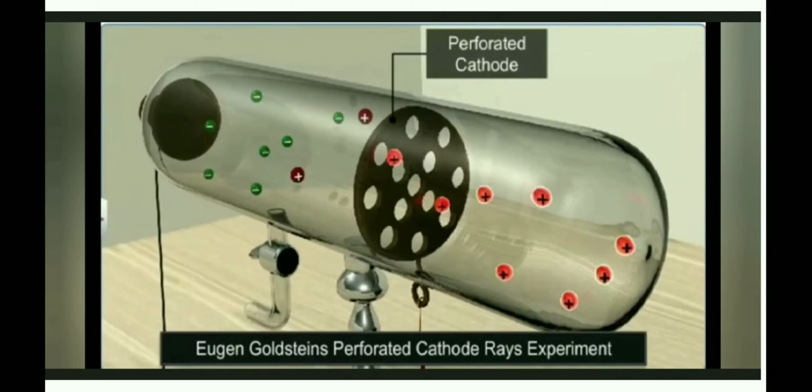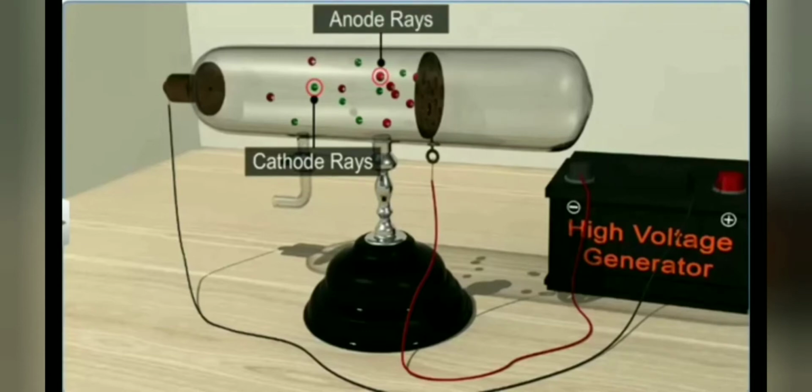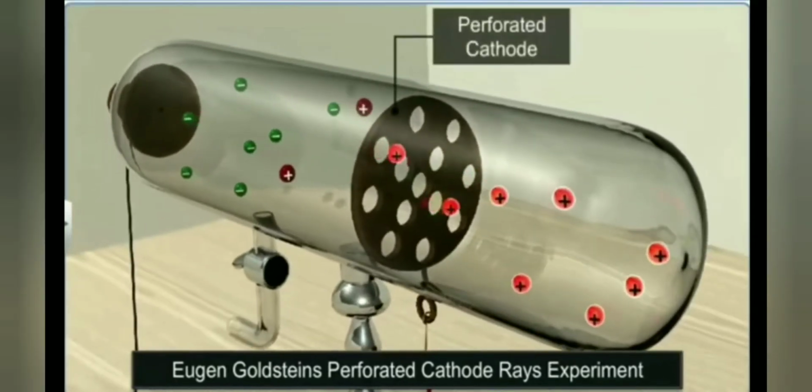In this activity you would observe that the positively charged particles will be passed through the perforated cathode, which you can observe from the diagram, that there are a certain number of holes through which positive charge will be passing, and these positively charged particles were coming from the anode. Cathode rays are a stream of negatively charged particles, and anode rays are a stream of positively charged particles. So you can observe positive charge is passing through the perforated cathode.